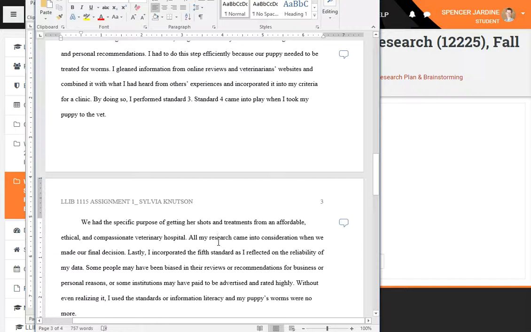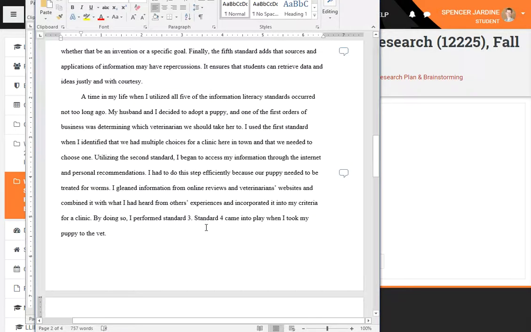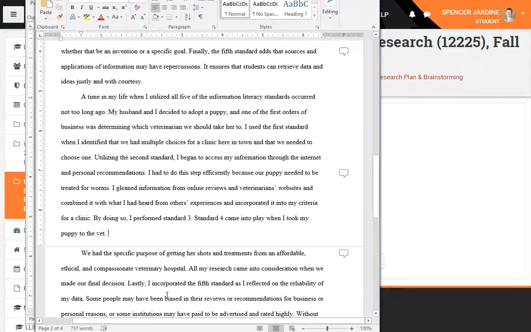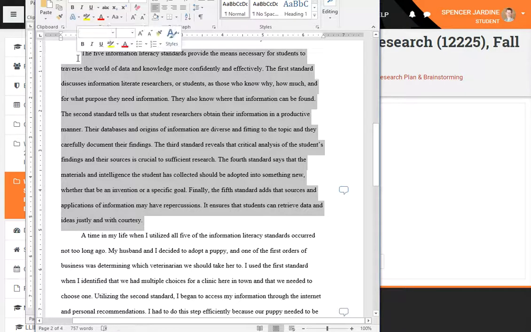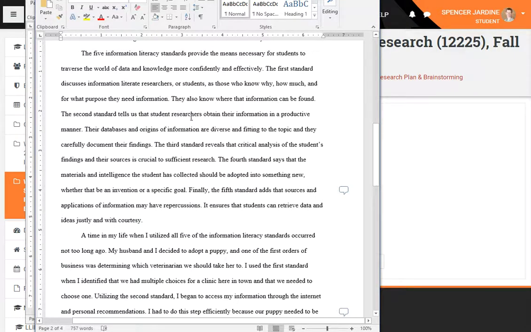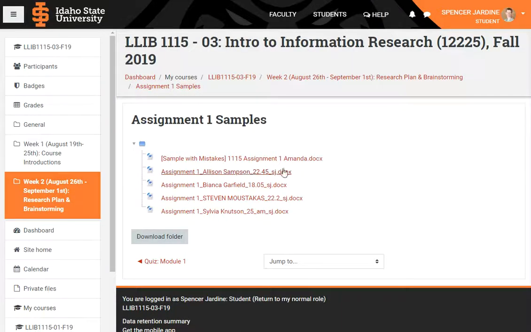You can follow these examples, but make sure that you use a time in your own life when you used those standards to do something. And make sure you try to use your own words and do your own work, but this is just one example of how you might do it. Some of these others, you can see they got lower points, so they may not have done as well, but you can use those as examples too.